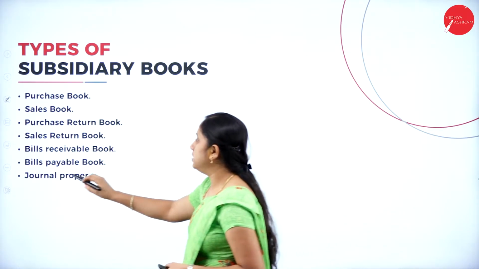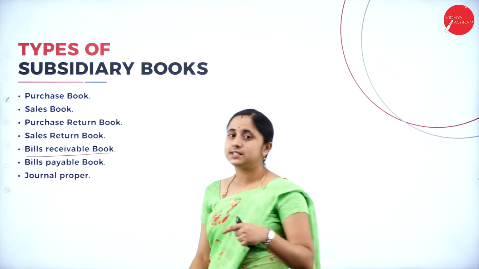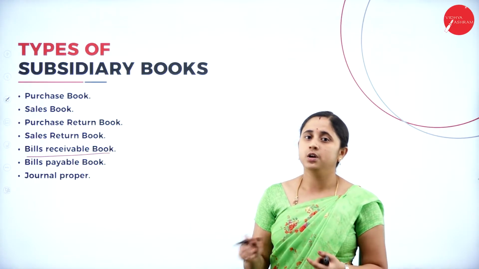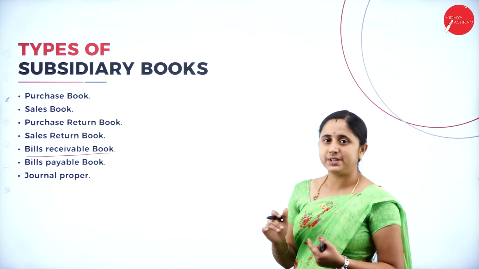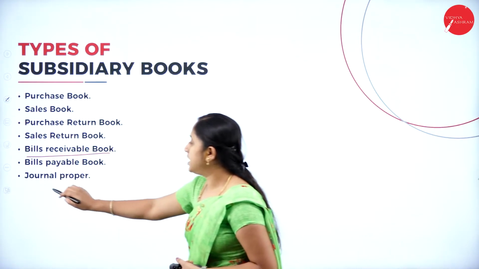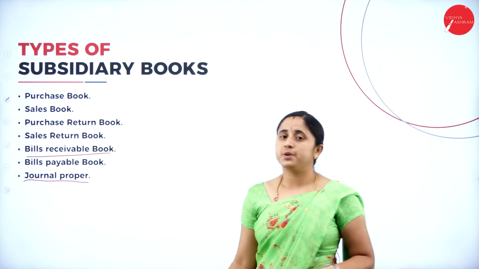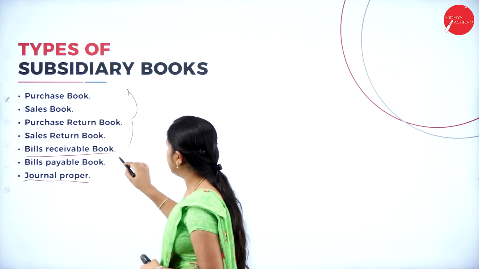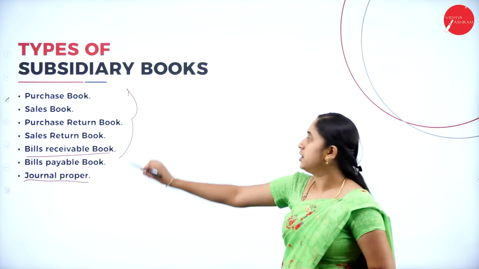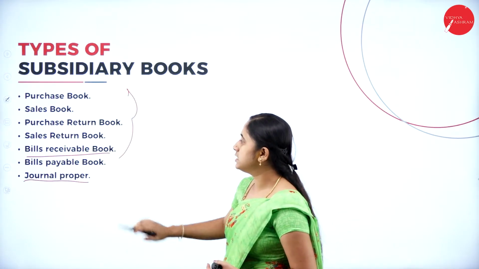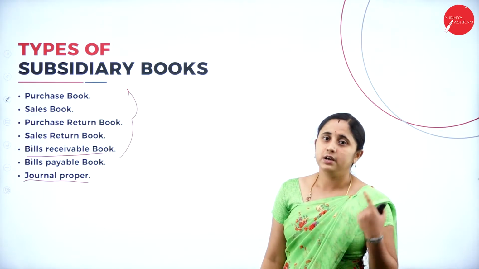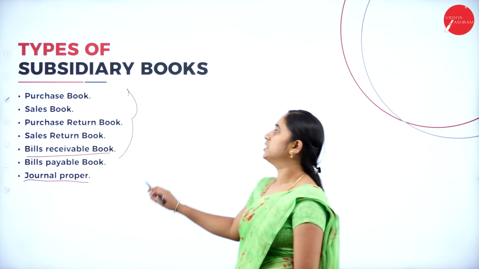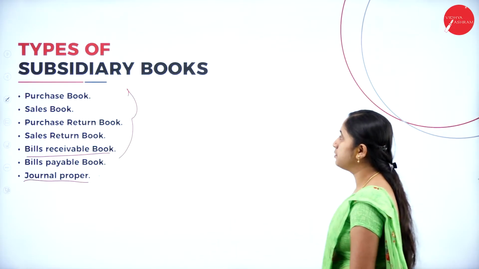And bills payable, the total bills payable as well as total bills receivable, maintain a separate book to record all the payables and receivables. And journal proper. Journal proper means the transactions which you cannot record in any of these books. Either you cannot record them in the purchase, sales, purchase return, bills receivable and bills payable, that transaction should be recorded in the journal proper. These all are the types of subsidiary books.